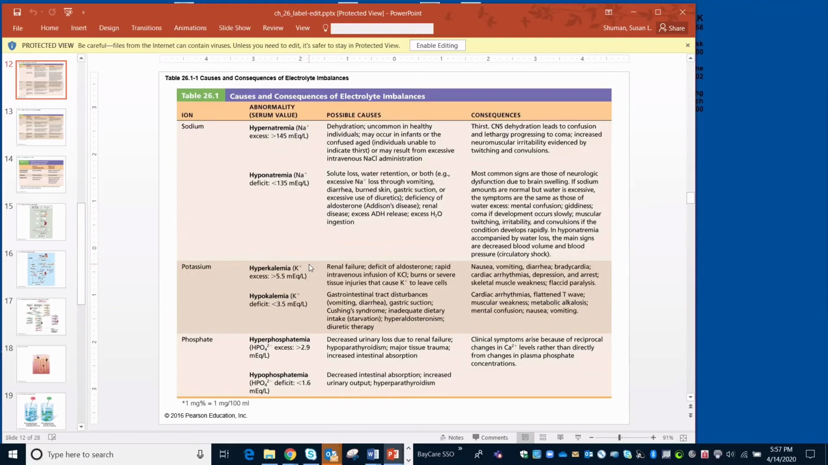So potassium, what do we need potassium for? Well, it's really important for maintaining our cells' resting membrane potential. So that's a big deal. We need it for buffering. One of the things we'll do in the world of medicine is we will mess with the potassium levels in order to affect the pH.